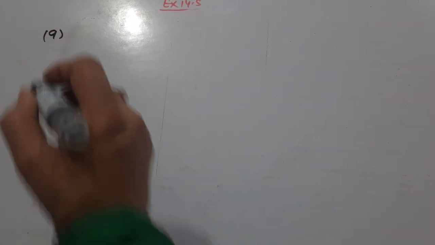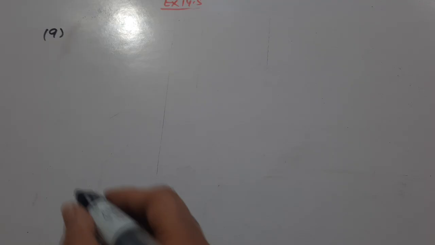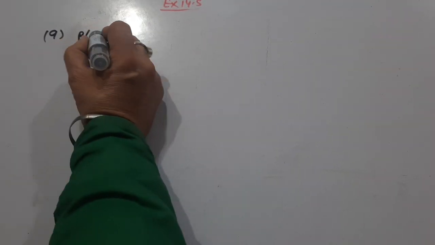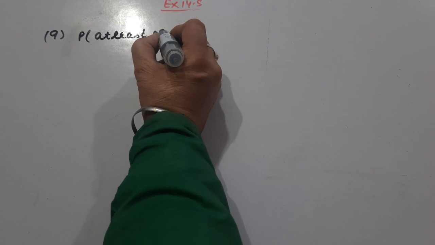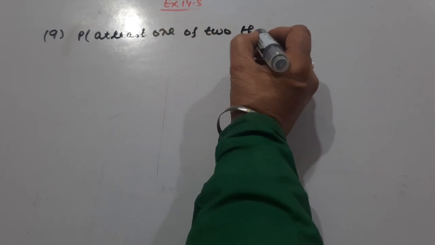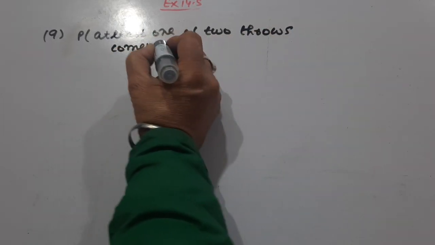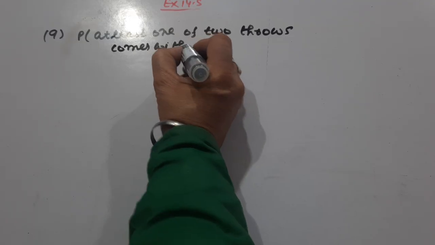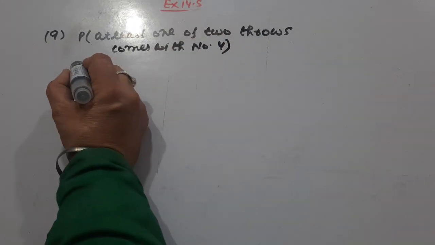Now sum number 9, students. Let us see number 9 question. A die is thrown twice. What is the probability that at least one of the two throws comes up with number 4? So at least one of two throws comes up with number 4. Right, students?